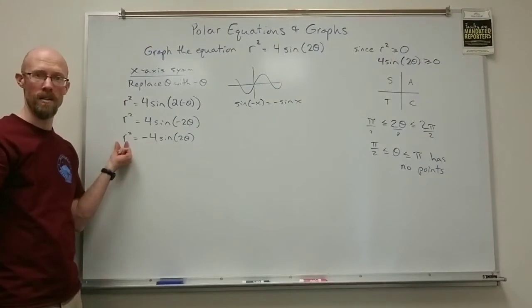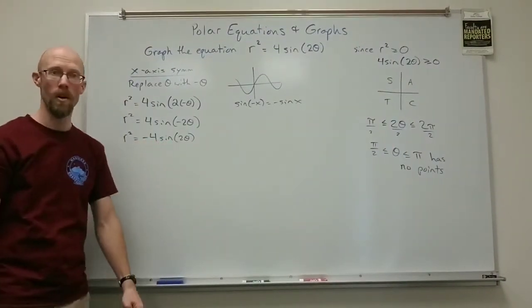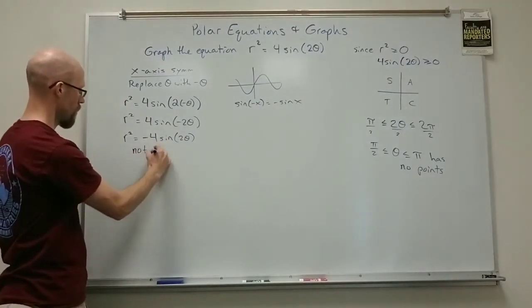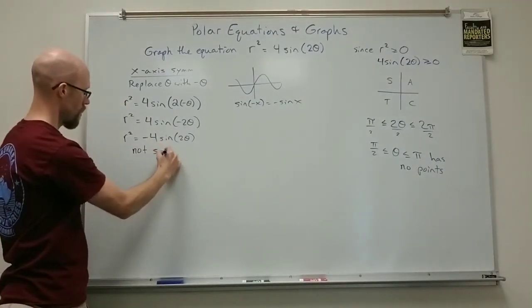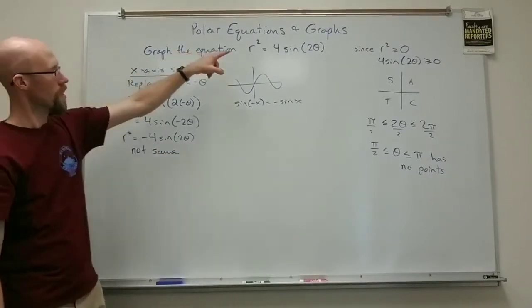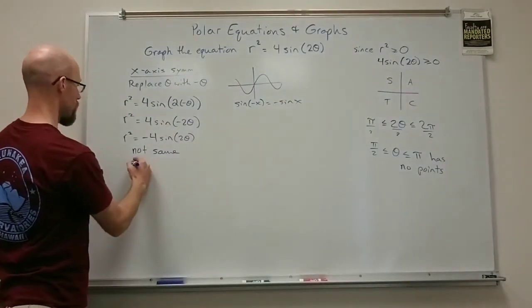Because you've got a positive on the left. A positive cannot equal a negative times a positive times a positive. So these two things are not the same, and so it also does not equal the original equation. So there's going to be no x-axis symmetry.